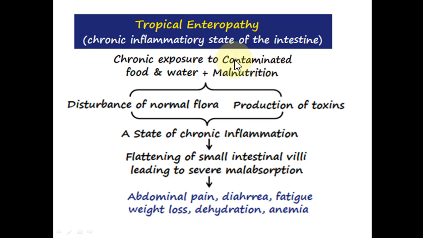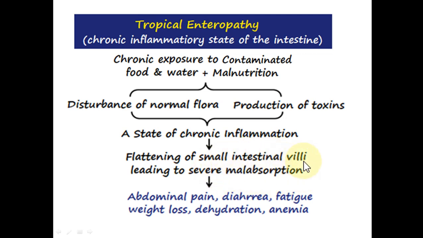So, in combination with malnutrition and repeated exposure to infections, the normal flora of the intestine is disturbed because these bacteria produce toxins. And these toxins put the bowel in a state of chronic inflammation. And these toxins may damage the intestinal villi, and the normally elongated intestinal villi are turned into flattened villi. The villi become flattened, the intestinal absorptive cells are damaged, and it results in a type of subclinical disease which is associated with severe malabsorption.